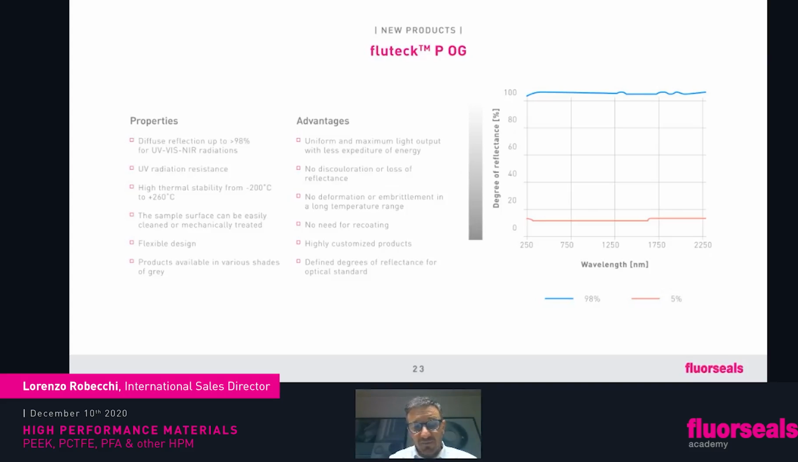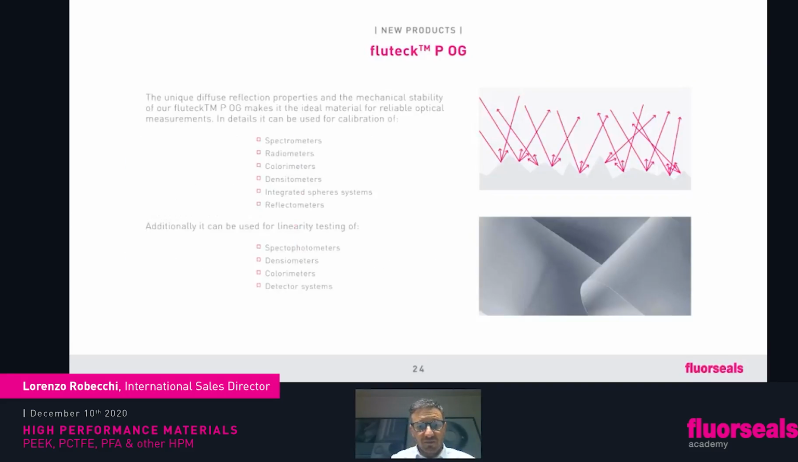Why does the optical grade have these characteristics? It is due to the surface. And we see on the right what happens to the light coming in. In fact, another way to describe optical grade is porous PTFE. So the surface is different, okay? The difference is in the surface.